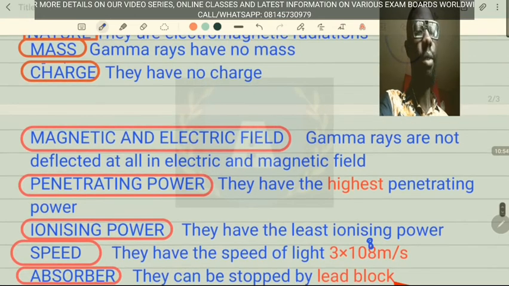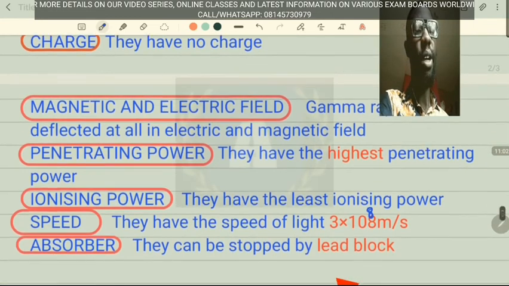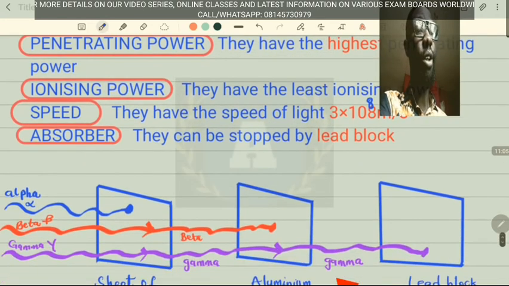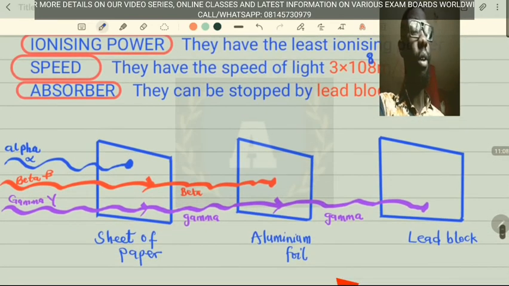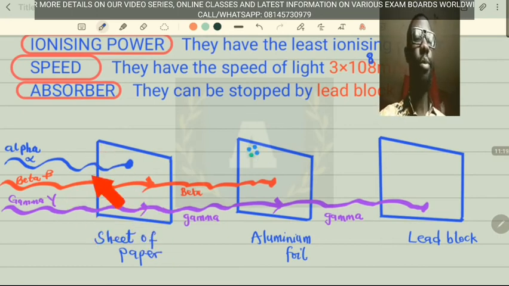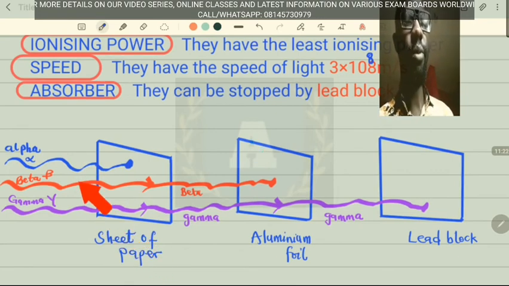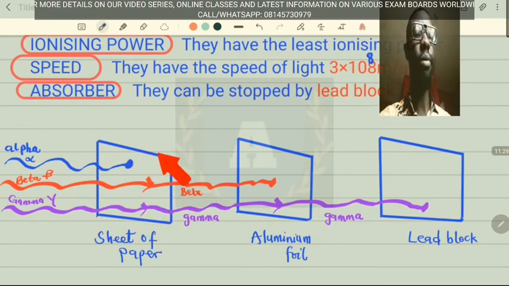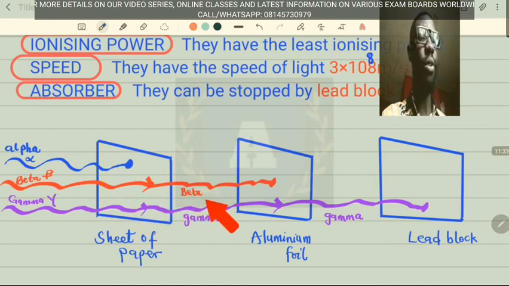Now absorber, they cannot be stopped by a sheet of paper or aluminum foil, but rather can be stopped by a lead block. Here we have the summary of the absorption property of the three types of radiation. As you can see, this is alpha with the blue ink, this is beta with the red ink, and the purple one is the gamma ray. Now, this is a sheet of paper. The alpha particle is stopped by the sheet of paper, while the beta and gamma will pass through conveniently.